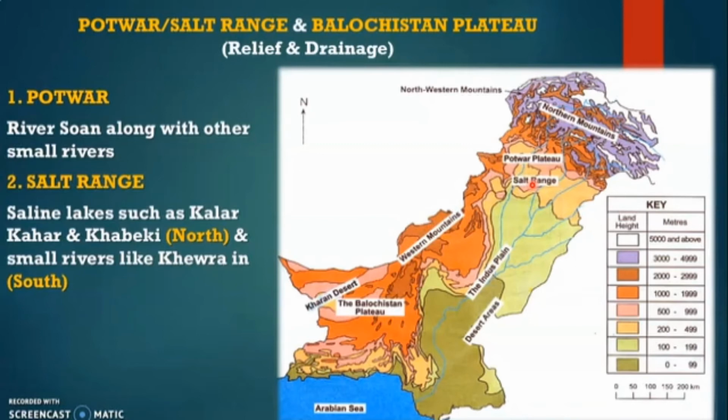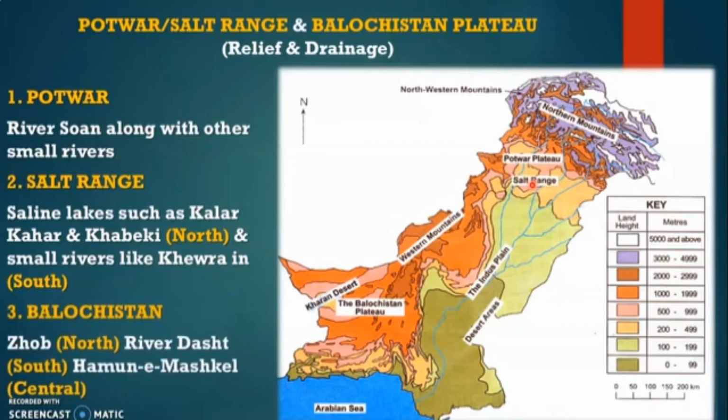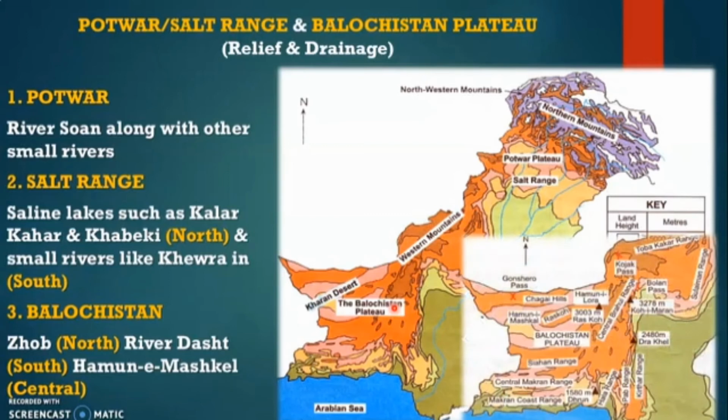These are the drainages. When we talk about the Balochistan Plateau over here, then we talk about the Zhob river, which is in the north, Dasht in the south, and Hamun-e-Mashkhel, a lake in central Balochistan. In this picture, there is one more picture over here that I attached to show you the exact location of Hamun-e-Mashkhel.